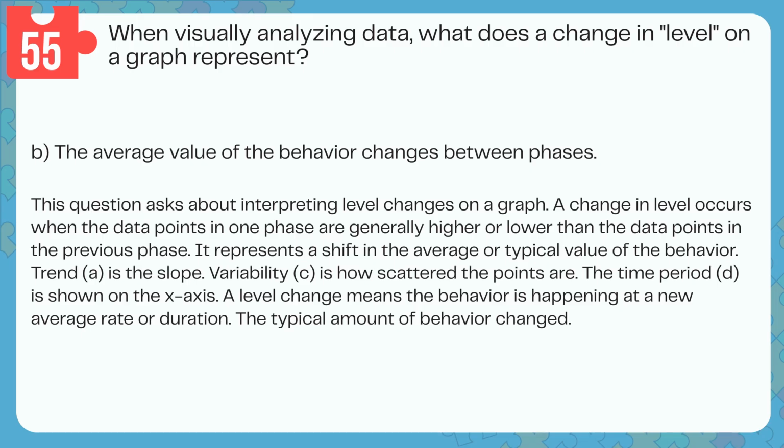Trend, A, is the slope. Variability, C, is how scattered the points are. The time period, D, is shown on the x-axis. A level change means the behavior is happening at a new average rate or duration. The typical amount of behavior changed.